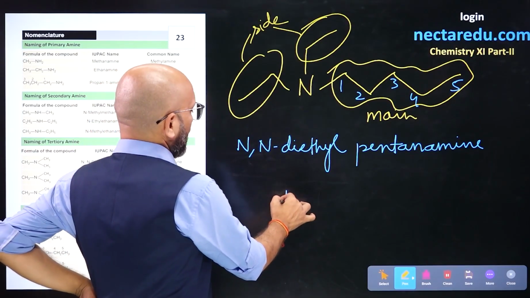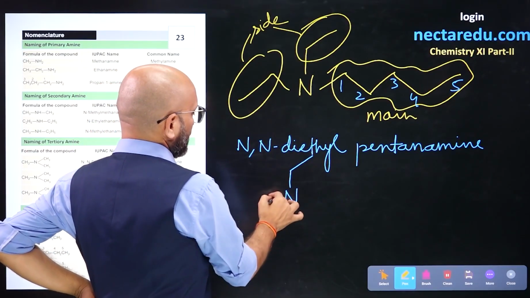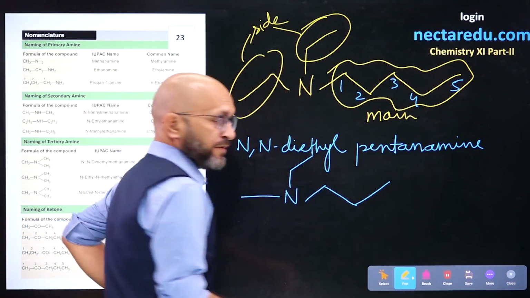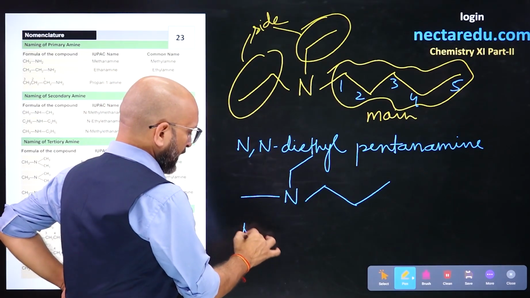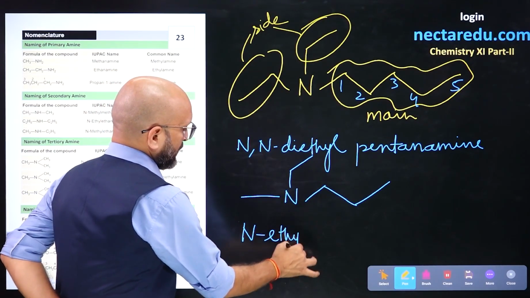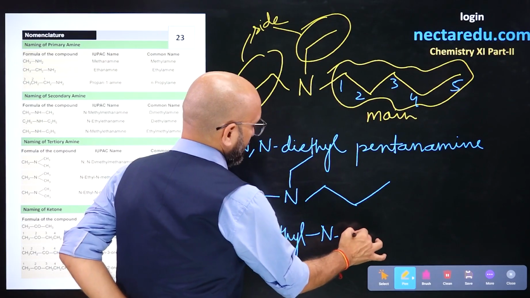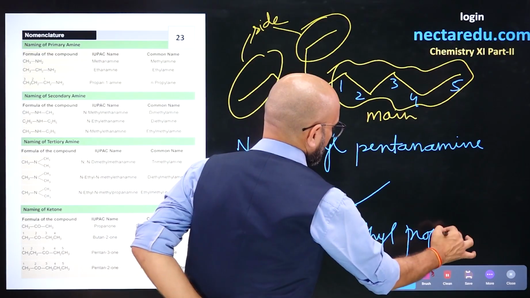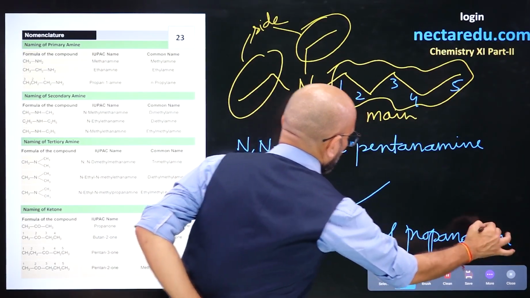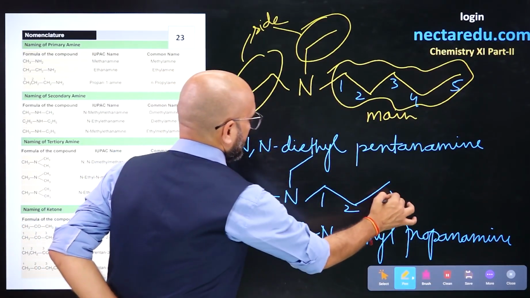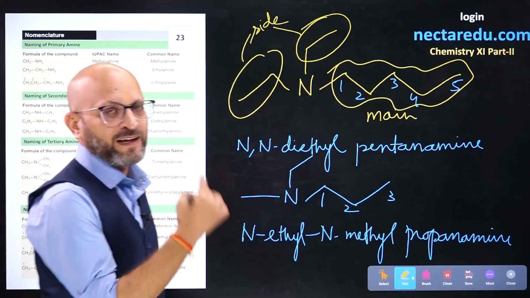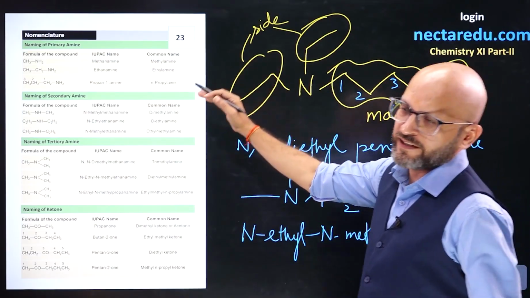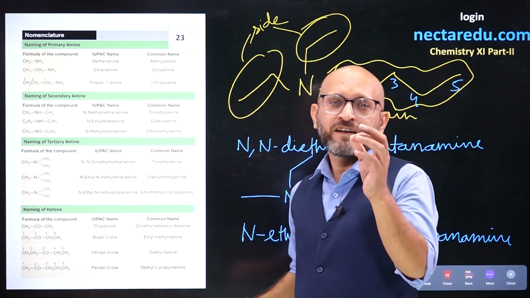And if I have something like this, we have 1 side chain with 2 carbons, 1 with 1 carbon, and we have a 3 carbon main chain. We will name this like N-ethyl-N-methyl-propanamine, because the main chain has 3 carbons. That is how naming of tertiary amine is done. So we have completed primary amine, secondary amine and tertiary amine naming.